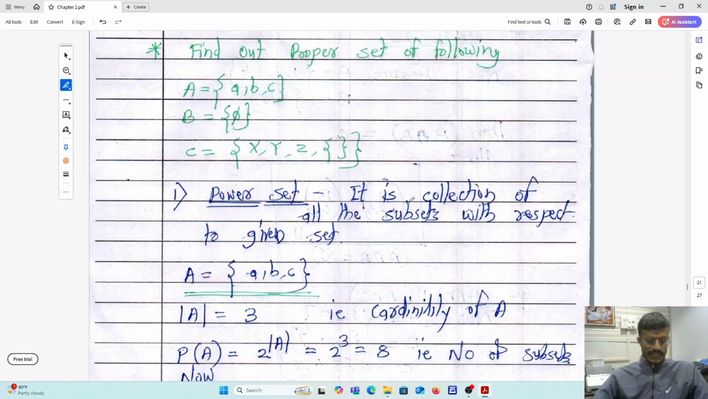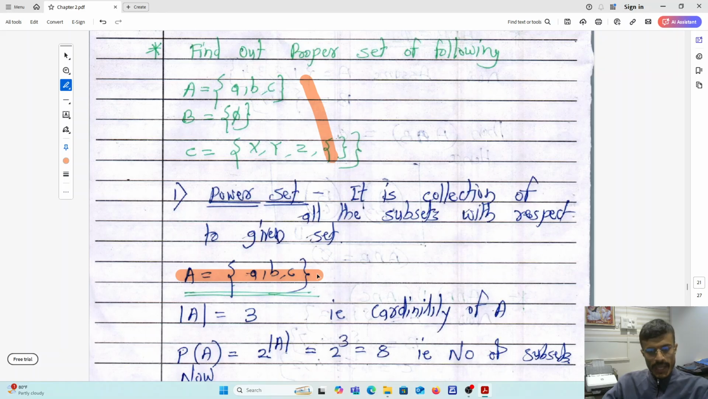So basically we have seen what is meant by power set. For example, if one set is given to you, then all the possible subsets are nothing but the power set of the original set. It is the collection of all the subsets with respect to the given set. For example, we have taken these 3 examples: A = {a, b, c}, B = {phi}, and C = {x, y, z, {}}. Fine. So basically, we have taken the first example.